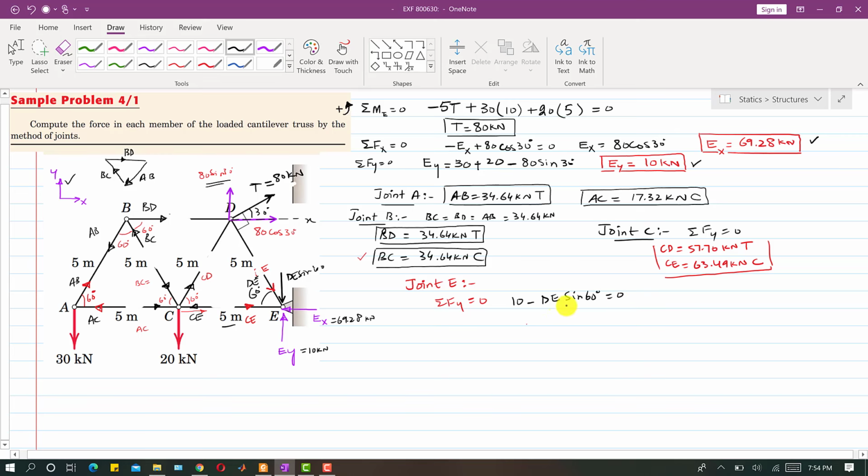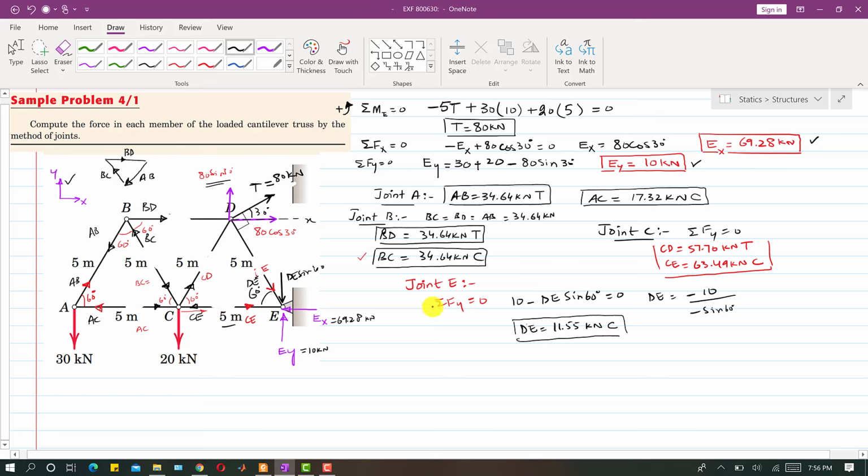So we can find DE. DE will be equal to minus 10 divided by minus sine of 60 degrees. So this will give us the DE magnitude. When we solve this equation, DE comes out to be 11.55 kilonewton, right? And as we can see, this DE is towards the joint, so again this is a compressive force. So we will write that this is the compressive force.